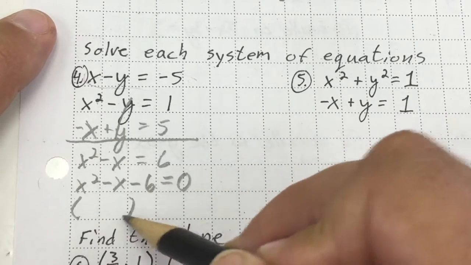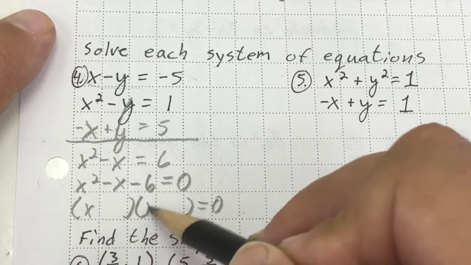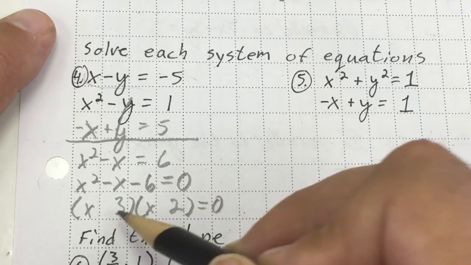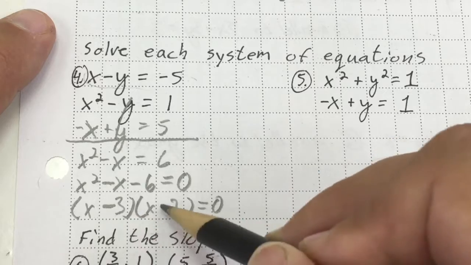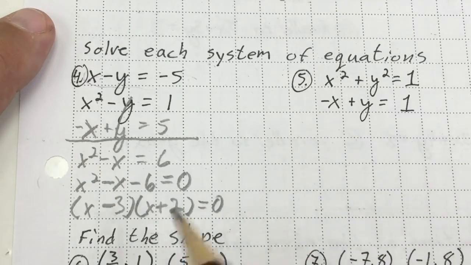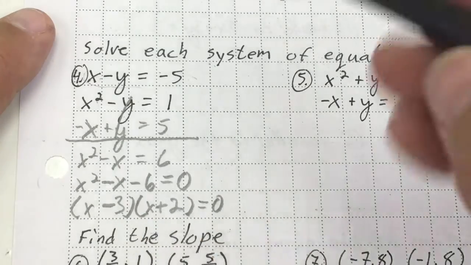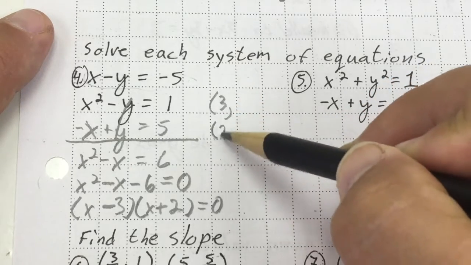Let me go ahead and factor that. x times x equals x squared. 3 times 2 equals 6. Notice the 3 is bigger than the 2, so it's going to get that negative number there. Now to get negative 6, these have to alternate signs. So my zeros are going to be x equals 3 and x equals negative 2.